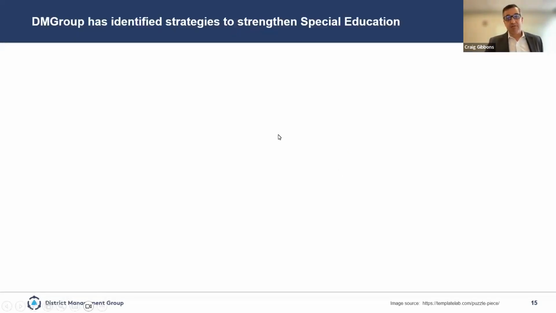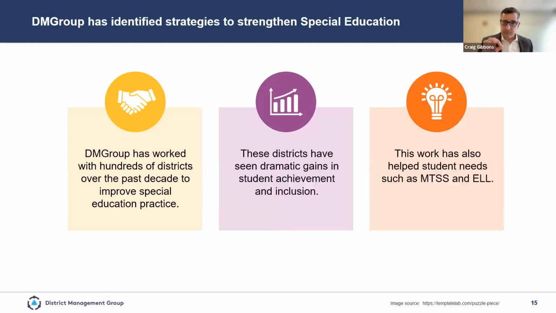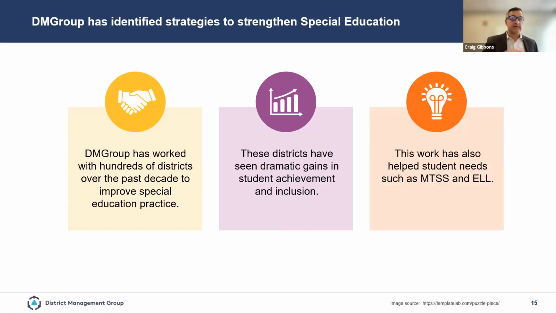In terms of how we've positioned ourselves to help folks, one, we've got experience. So we've done this work across the country, hundreds of districts, and really diving deeply into what their goals are, how they're trying to achieve them, and what's getting in the way of that. The opportunities we've had have produced very strong results. So people focusing a little differently, organizing a little differently, changing practice, dramatic results.